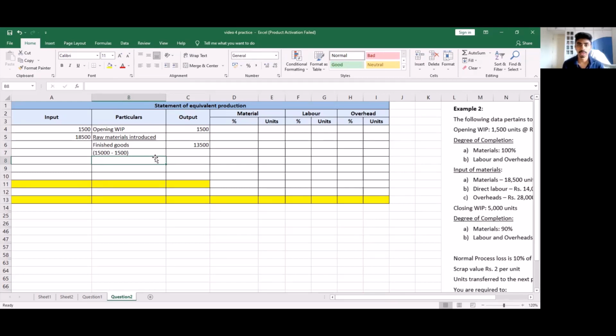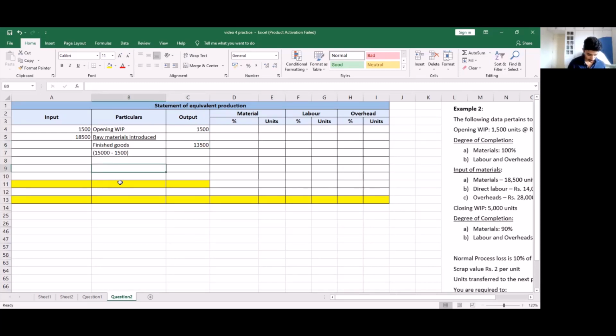Let me explain this again. We are told that finished goods of 15,000 is going to be transferred to the next process, or to process 2. So this 15,000 includes the output that is going to be coming from our opening work in progress. As we said before, opening work in progress will go on to become finished goods. So this 1,500 is included in 15,000. So while writing our finished goods here, we will subtract this 1,500 and write 13,500.